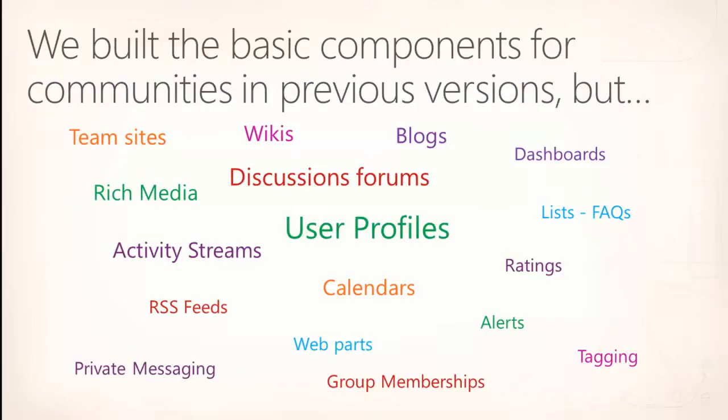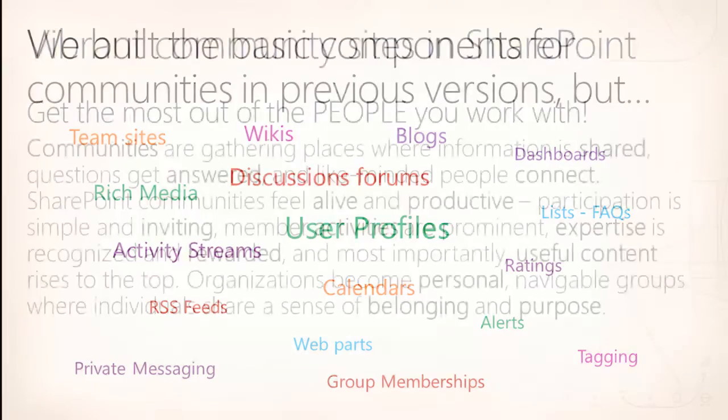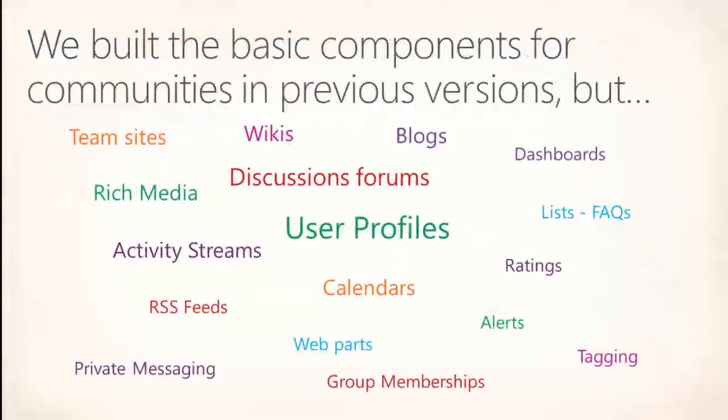So we've got all the parts and pieces, team sites and wikis and discussion forums and user profiles, ratings. Those are all things that are part of building a community. But the funny thing is that in spite of all these things that come together to build a community, we never delivered a single thing that we said, now here is a community, or here's even a best example of a community for you. One of the Fab 40 templates or something like that.